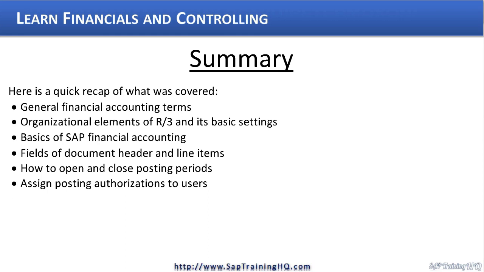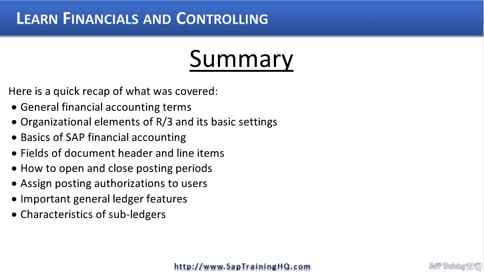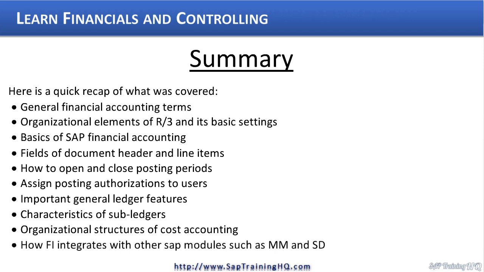You then also covered the important general ledger features and the characteristics of sub-ledgers, the accounts receivable, accounts payable, and asset accounting. And lastly, we went through the organizational structures of cost accounting, such as controlling areas, country-specific chart of accounts, and controlling objects. Then we wrapped things up with how financial accounting integrates with other SAP modules such as Materials Management and Sales and Distribution.